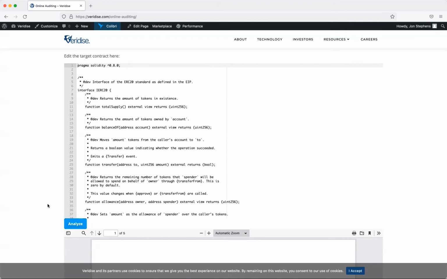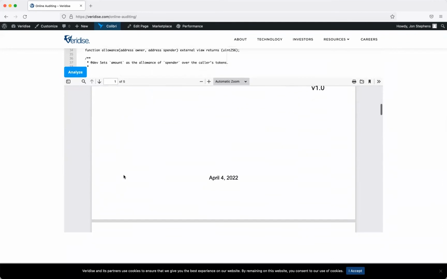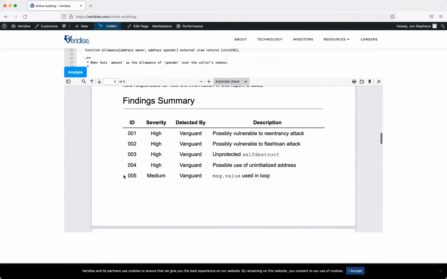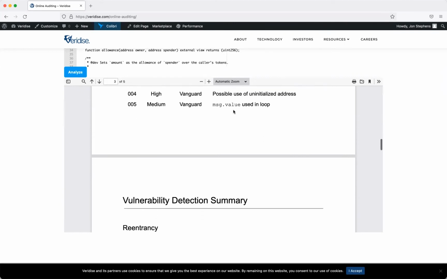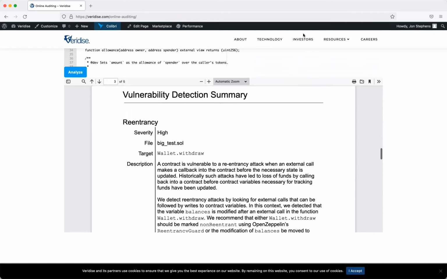Let's skip over the boilerplate information and see what was discovered. We can see in this summary that 5 potential issues were discovered using Vanguard, Veridise's tool for detecting common vulnerabilities. These vulnerabilities are ranked by the possible severity of the issues based off of our experience and community consensus. We can see that there are 4 high severity problems and 1 medium severity problem. If we continue to scroll, we can find more detailed information about the vulnerabilities detected.